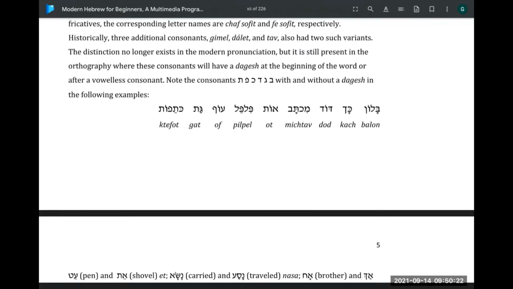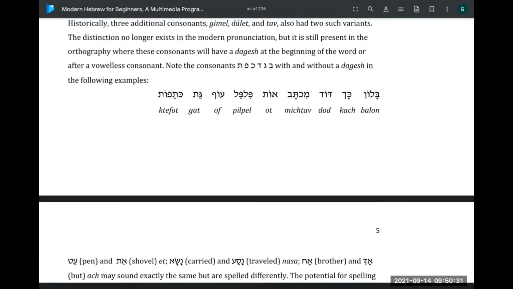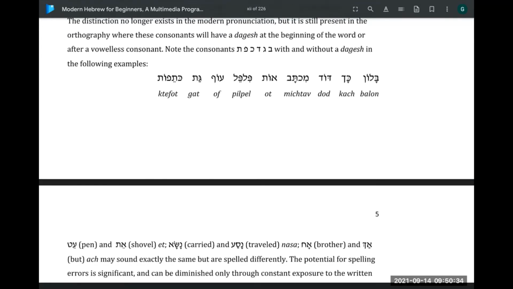Okay, the distinction no longer exists in modern pronunciation, but it is still present in the orthography, where these consonants will have a dagesh at the beginning of the word or after a vowelless consonant. Note the consonants. Okay, we've got Bet, Gimel, Dalet, Chaf, Fe, Tav, with or without a dagesh, in the following examples. Okay, so here's Balon, Kach, Dod, Miktav, Ot, Pila, Pela. Notice that there's a dot, which makes that a harder P than an F.